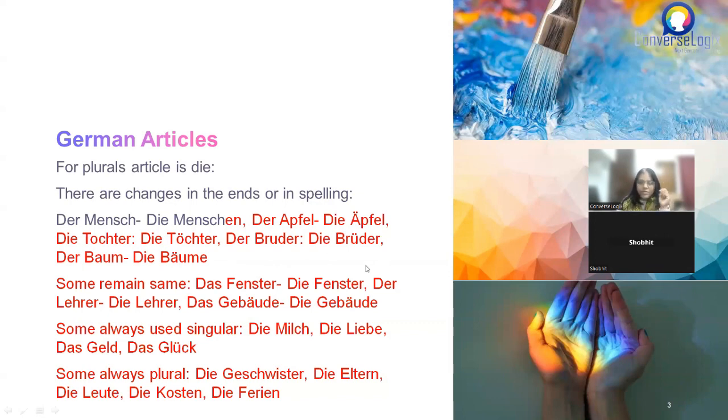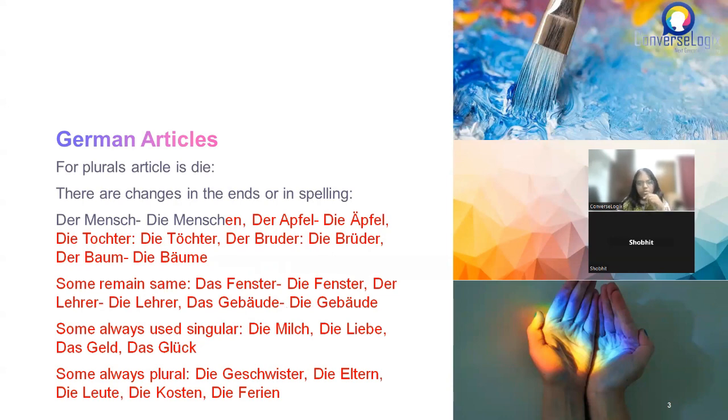Then some of the words we use remain the same in singular and plural. For example, das Fenster, the window, one window, die Fenster, plural, also the same. Der Lehrer, die Lehrer, the teacher or teachers, it's the same. Das Gebäude, one building, or die Gebäude, that also remains the same. That's another category of the plural forms.